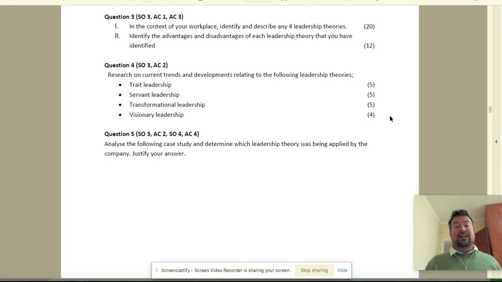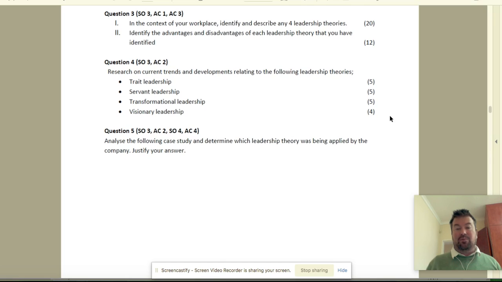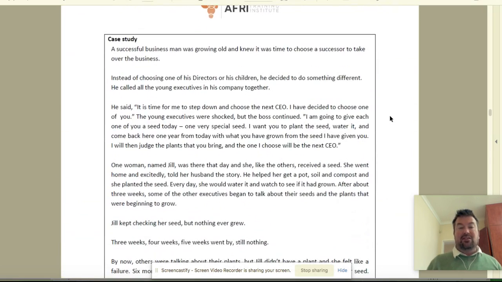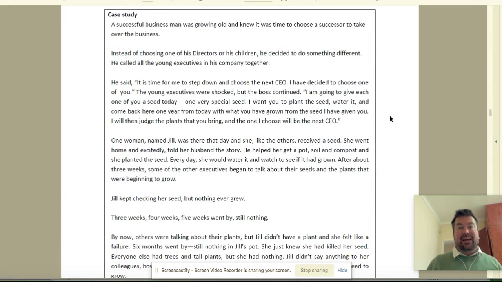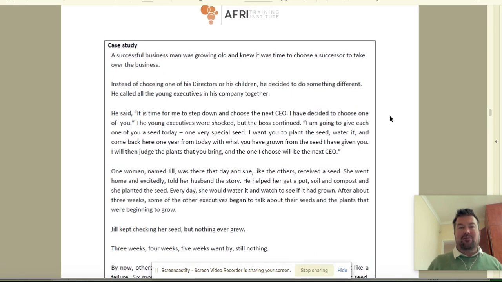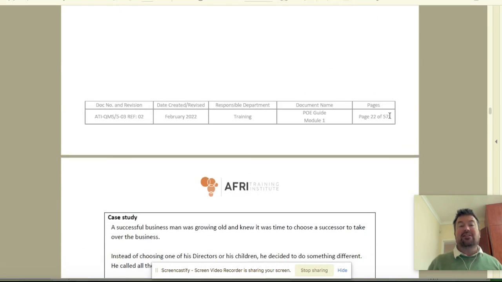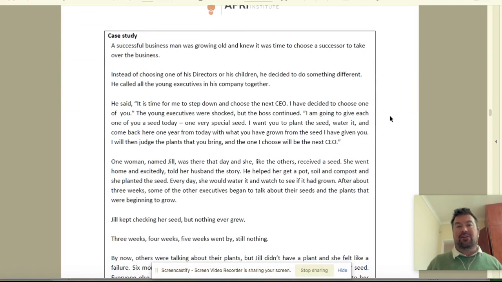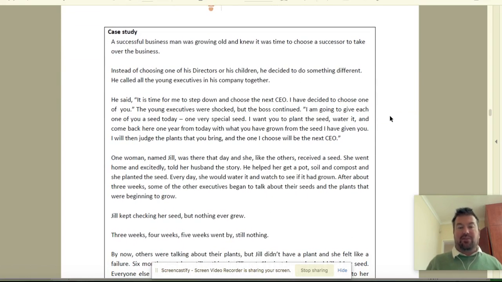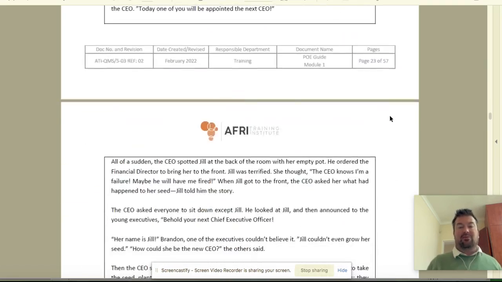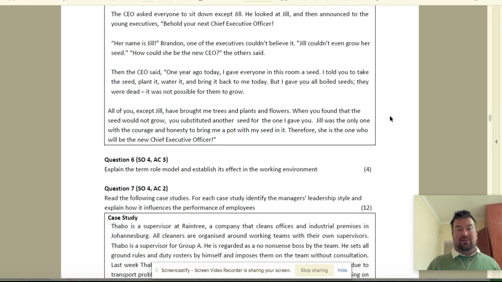Okay. Question number 5 says, look at the case study and determine what leadership theory was being used by the company. So you will read through the case study, and based on the story, what leadership theory were they using? Okay, and then you need to justify why you believe it was that specific leadership theory. Okay, and that will give you all your marks.